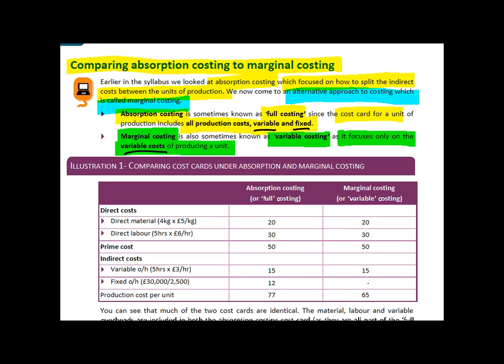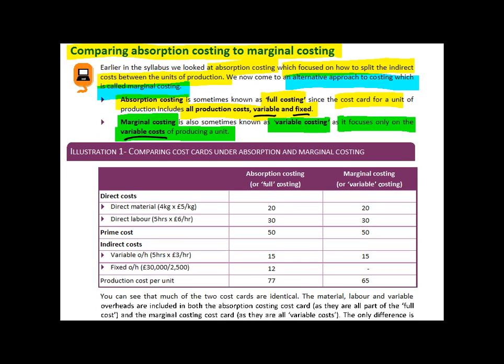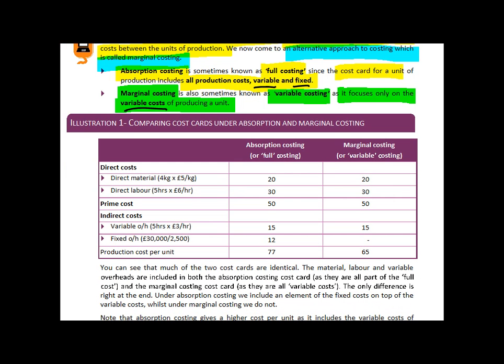On the basis that if you imagine a fixed cost like rent, can you imagine your landlord doesn't actually care how many units you make? Let's have a look at an example and I'll talk about that difference. So let's say we're comparing cost cards for producing a cake or something. Now, as we pull together our costs, we tend to start with the direct costs. Now, if you remember, direct costs are the ones that can be described as traceable because they can be traced to individual units of production.